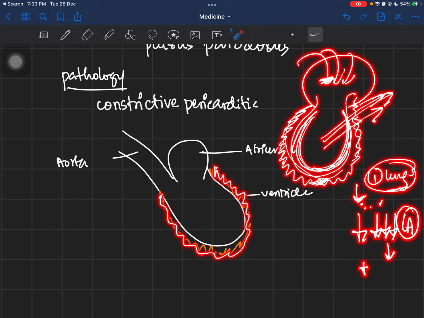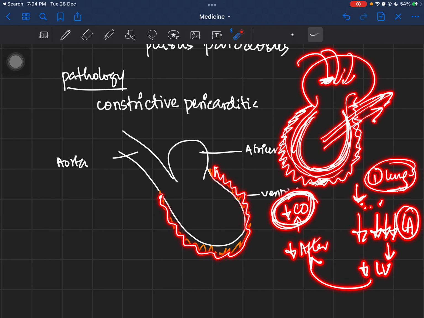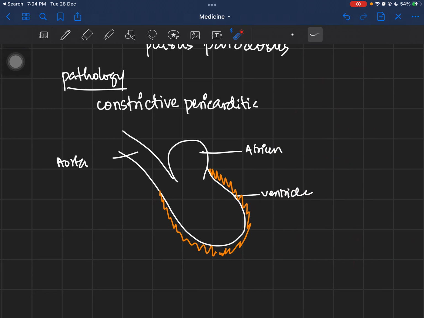Now again the story continues. If there is a decrease in the left atrial preload, there is a decrease in the left ventricular preload. If there is a decrease in the left ventricular preload, there is a decrease in the left ventricular afterload. So basically the cardiac output will decrease, and this decrease in cardiac output is more than the normal physiology, and that is why the systolic blood pressure would decrease more than 10 millimeters of mercury in pulsus paradoxus. That is the entire mechanism of pulsus paradoxus.